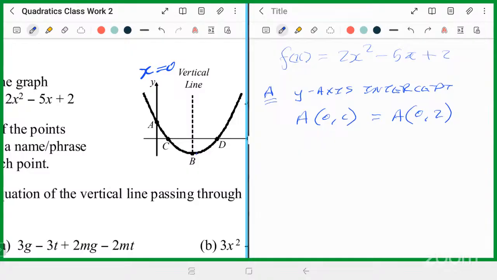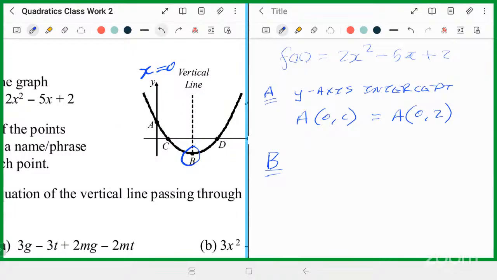Then we come to the point B. Point B is the vertex of the quadratic graph, and this vertex is a minimum one. So you want to be as specific and as exact as you can. We know it's a minimum, it's a vertex, but remember the quadratic graph can have a maximum or a minimum vertex.